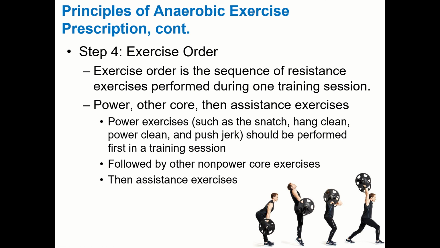In terms of exercise order, the key point on this one is power, core, then assistance. So we want to do exercises where they move fast first. And then once we've done those, we're going to do our other core stuff, so the multi-joint exercises, and then, time permitting, the assistance exercises. So for example, this guy's doing a hang clean and jerk. We would have them do, let's say, power cleans, which would be our power exercise, followed by front squats, because that's a multi-joint exercise, and then maybe we'd have them do hamstring curls or knee extensions.